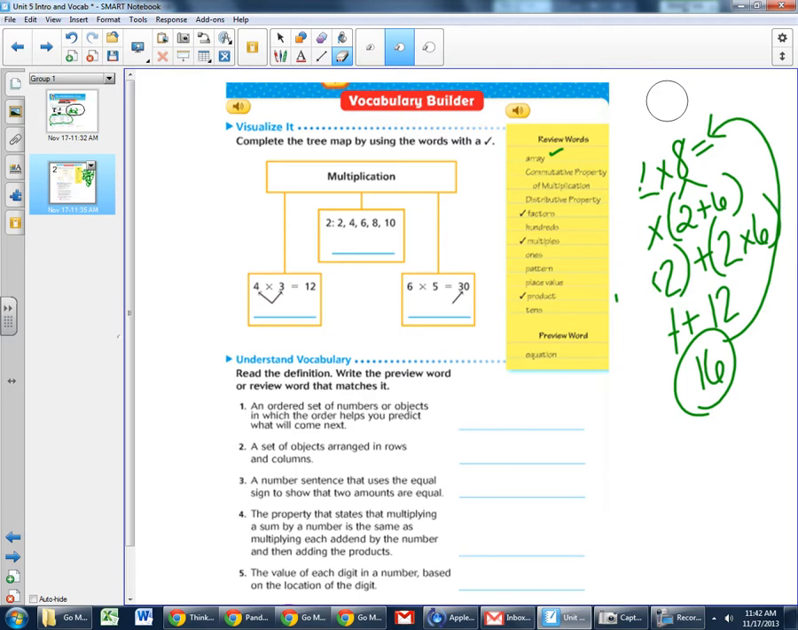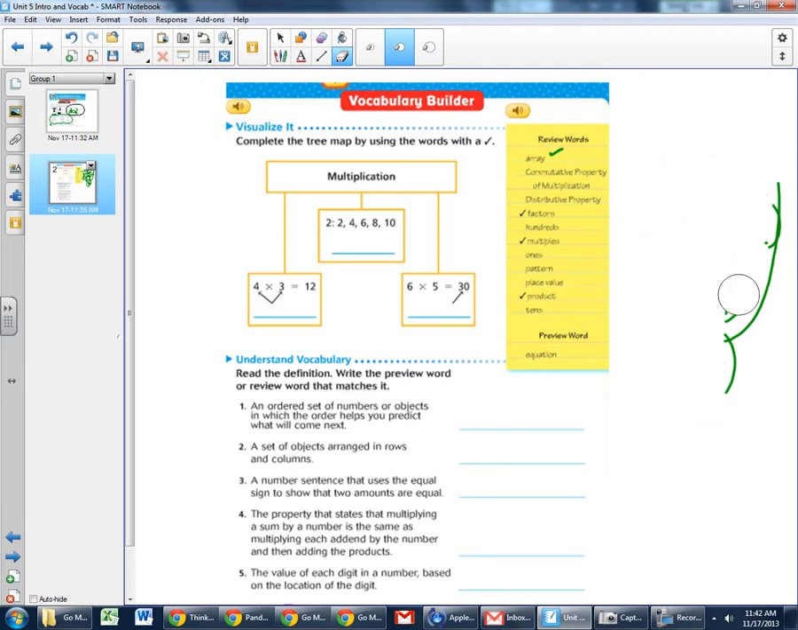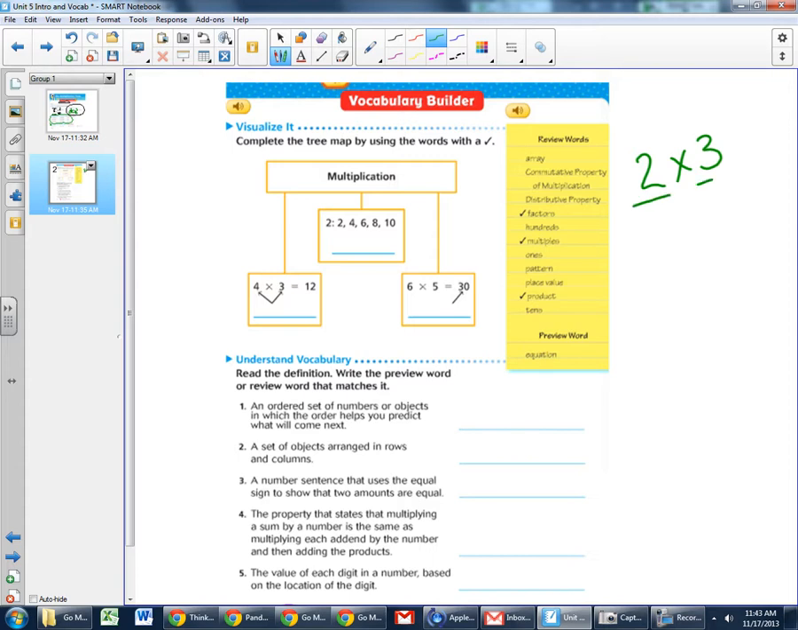Then you have the word factors on here, and factors are the numbers that are involved in a multiplication problem. So again, we'll use 2 times 3. 2 is a factor, 3 is a factor. Hundreds, you already should know what those are, knowing your place value again. Multiples are a product of 2 counting numbers. So multiples would be like 2, 4, 6, 8. Those are all multiples of 2.